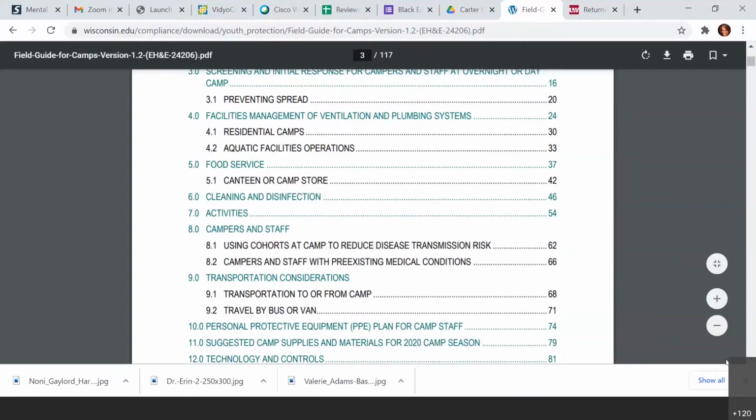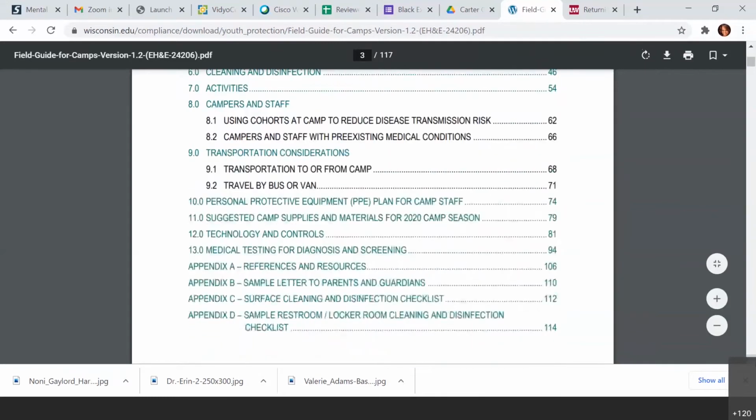Yeah, there are some things in there about PPE, what amount of PPE you need, and then sample letters to parents, a cleaning and disinfecting checklist, and then restroom and locker room protocol. So those are all great references for you all to use as you're thinking about returning.